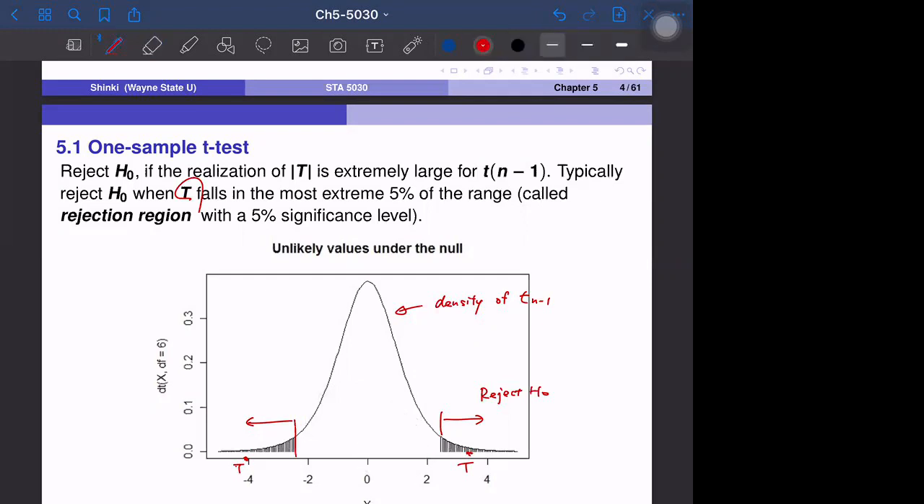And if not, we don't reject. So this is reject H naught, and this center range is don't reject H naught. So this is the rule. And this region is called the rejection region.